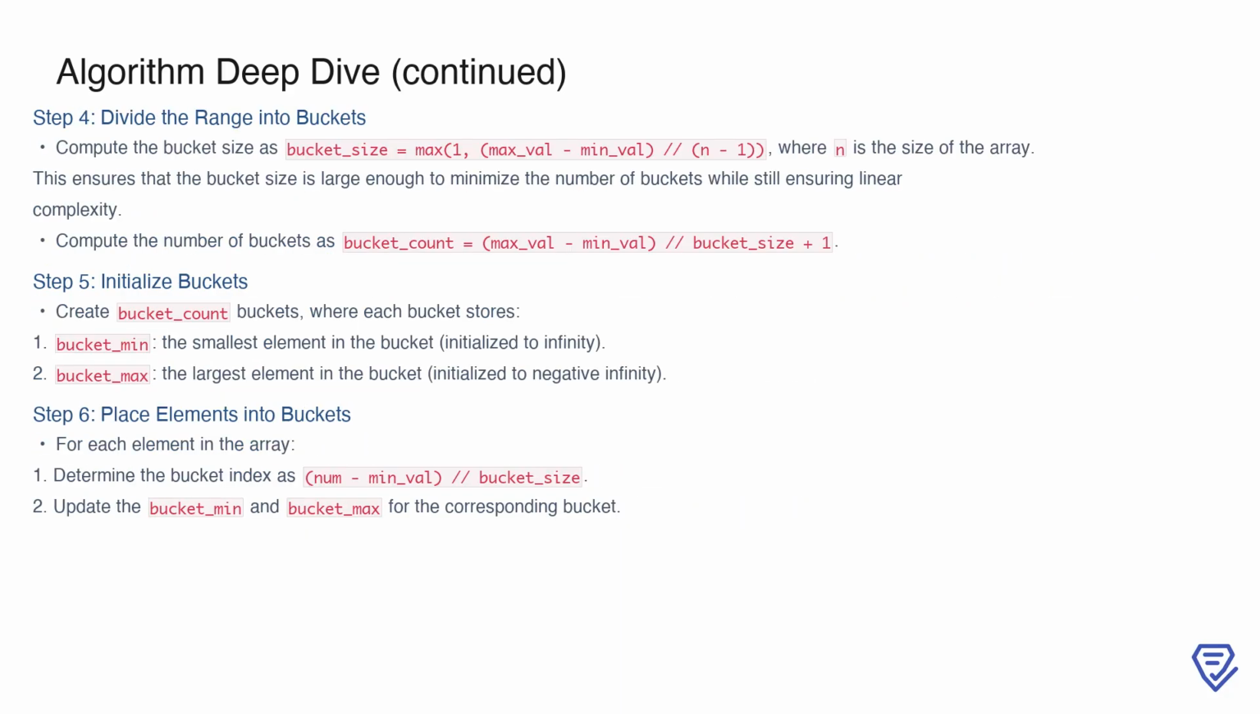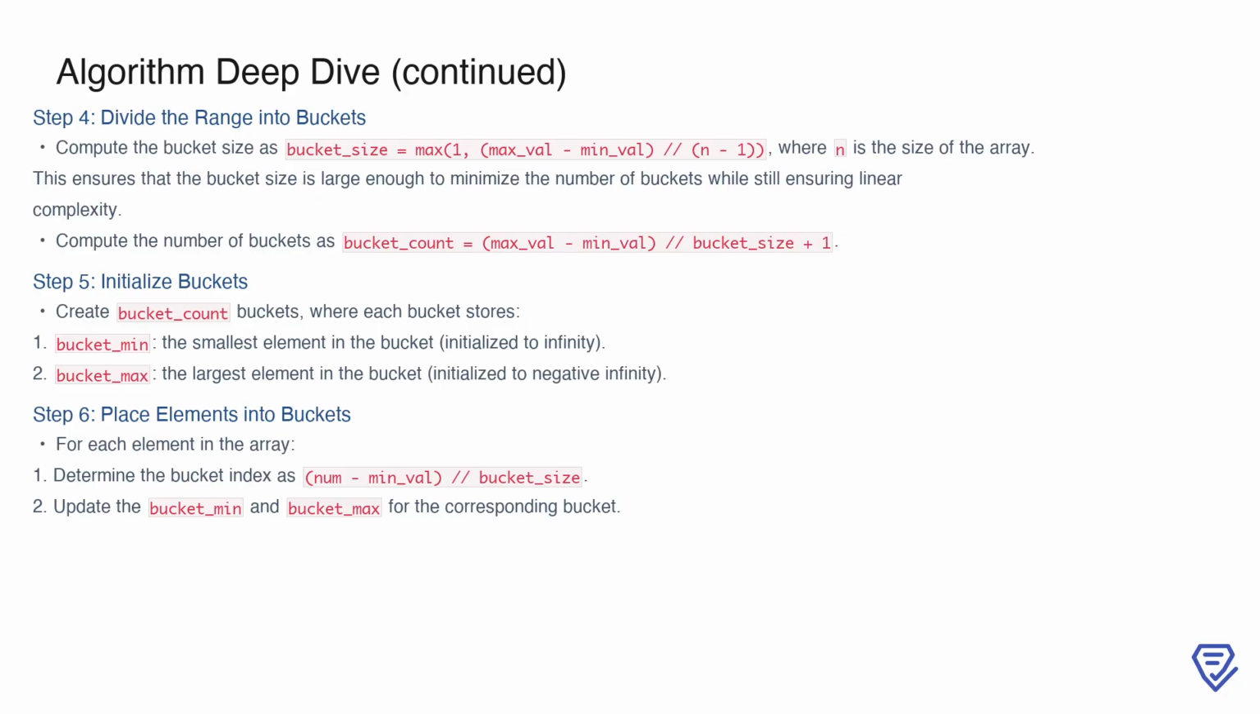After defining the problem and handling edge cases, the next step is to divide the range of values into buckets. First, we determine the bucket size using the formula bucket_size = max(1, (max_val - min_val) / (n - 1)), where n is the size of the array. This ensures that the bucket size is large enough to minimize the total number of buckets while maintaining efficiency. Then, we calculate the total number of buckets as bucket_count = (max_val - min_val) / bucket_size + 1.